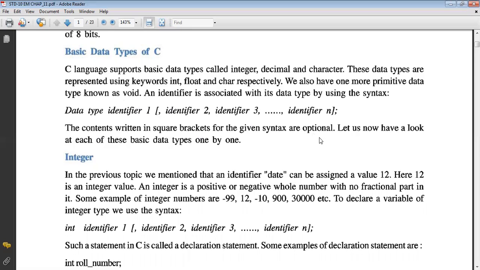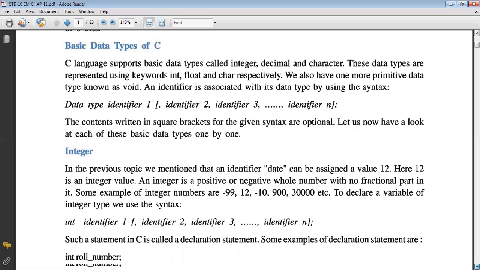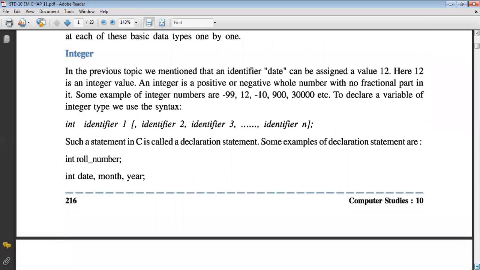Let's now have a look at each of these basic data types one by one. Now, what is integer? I already explained it. We must underline the main important line. The chapter is very big.